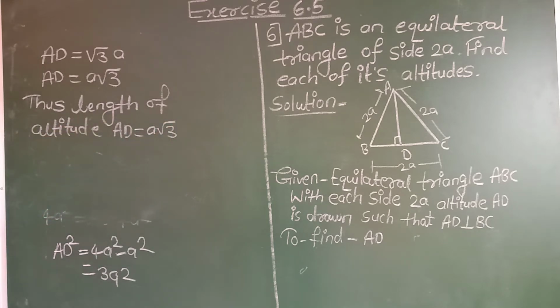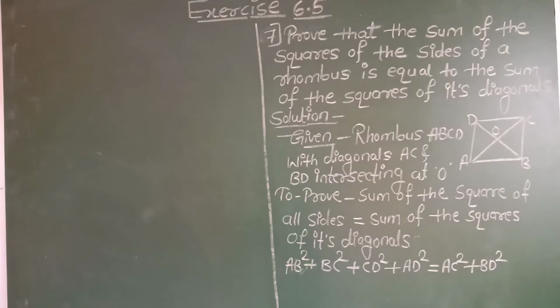Next question. Seventh example. Prove that the sum of the squares of the sides of a rhombus is equal to the sum of the squares of its diagonals. Solution. Given is rhombus ABCD with diagonals AC and BD intersecting at O. To prove: the sum of the squares of all sides is equal to the sum of the squares of its diagonals. Since sides of a rhombus are equal.